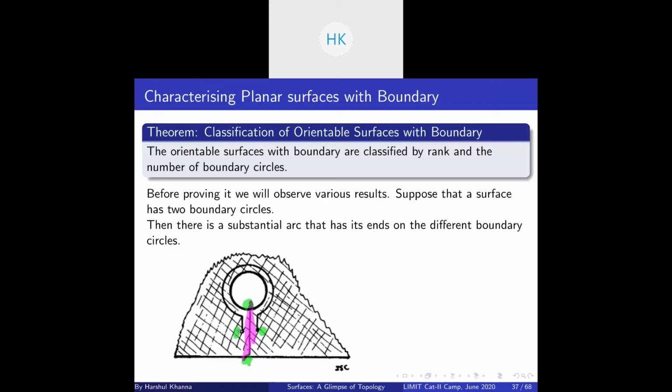So we will start with the left point, move along the cut line towards the head, and then follow the boundary circle and come on the other side. We will arrive on the right side of the cut line and then follow along the cut line to get towards this right point. So we see that these two points are connected. So this is a substantial arc. So does everyone see why there has to be a substantial arc that has its ends on different boundary circles? We just saw this cut line and we saw that this does not separate, so this is a substantial arc.